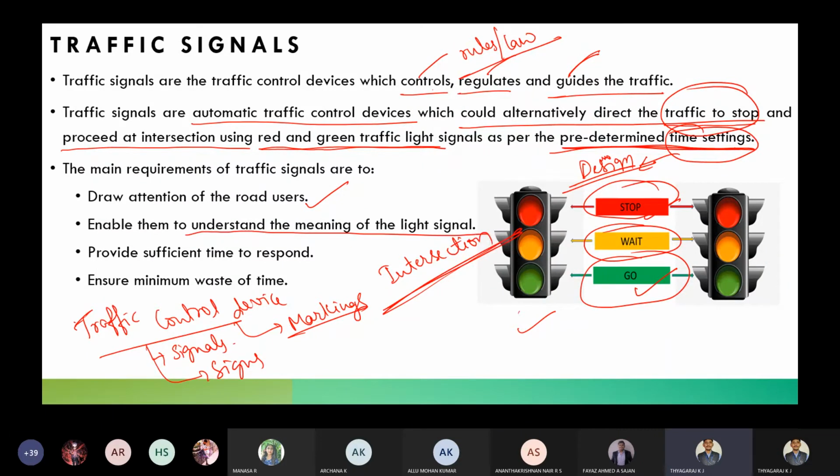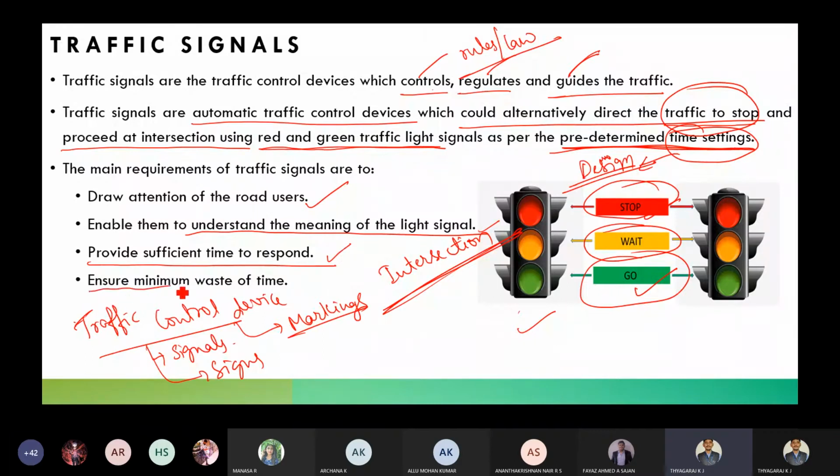Everyone should know the exact meaning of the color of the light: red indicates stopping the vehicle, yellow indicates ready for moving or stopping, and green indicates moving, that is the go phase. Then it should provide sufficient time to respond. As soon as you see the red signal you are going to stop, but you can't stop suddenly, so there will be a little gap of time. That is providing sufficient time to respond.